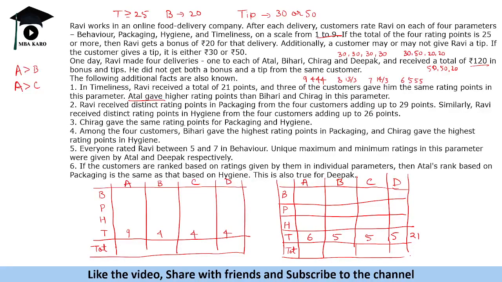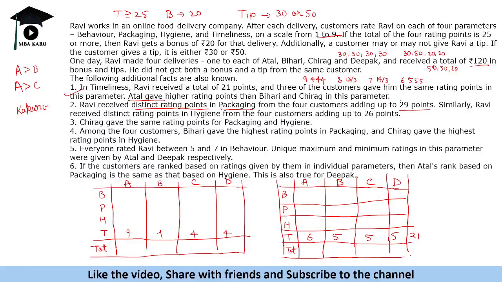Okay, then next we have: Ravi received distinct rating points in packaging from the four customers, adding up to 29 points. Now, if someone solves a puzzle called Kakuro, they know what the answer would be. It is very easy, because that is a puzzle that requires you to add distinct numbers. And if you have to add four numbers to get 29.